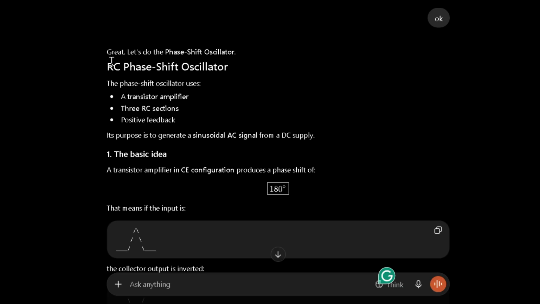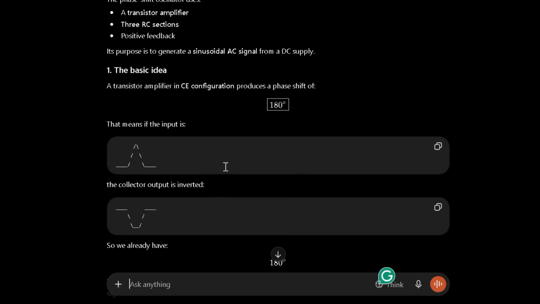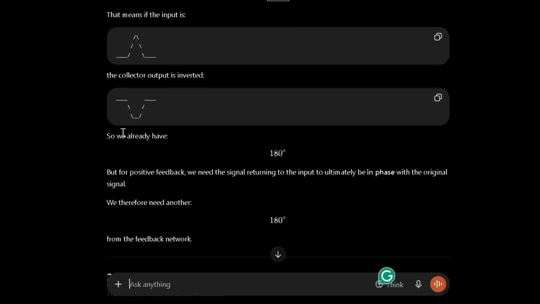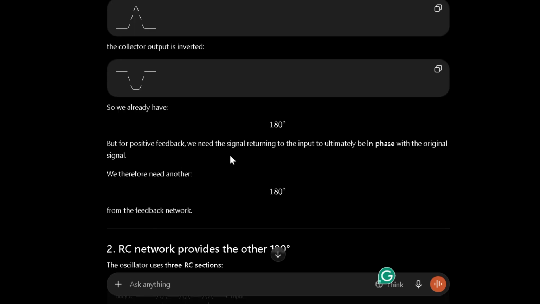Then the phase shift oscillator uses a transistor amplifier and three RC sections. We know the RC amplifier uses a capacitor, so it has three capacitors with resistors, and positive feedback, meaning feedback to the input again. The common emitter transistor amplifier produces a phase shift of 180 degrees. This means if this is the input, the collector output is inverted. So you see in the diagram it is inverted. So we have a 180 degree phase shift here.